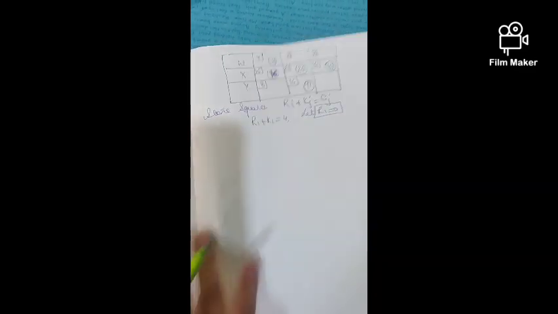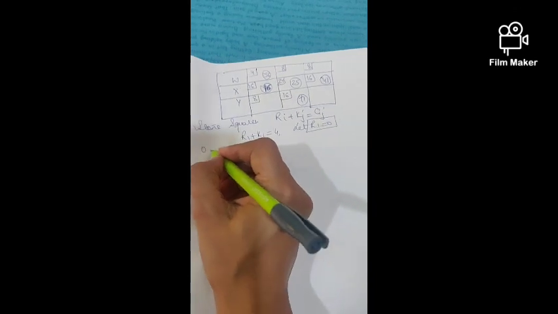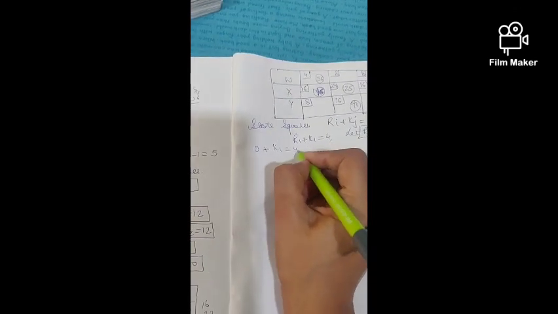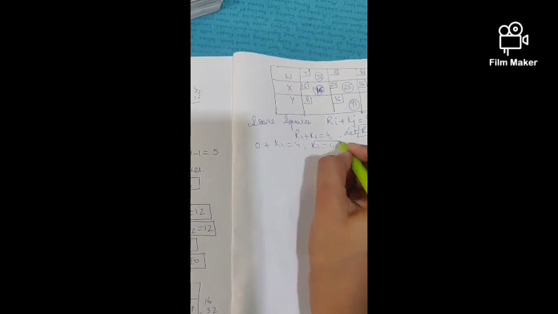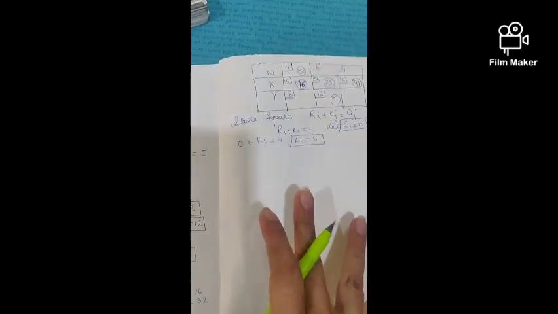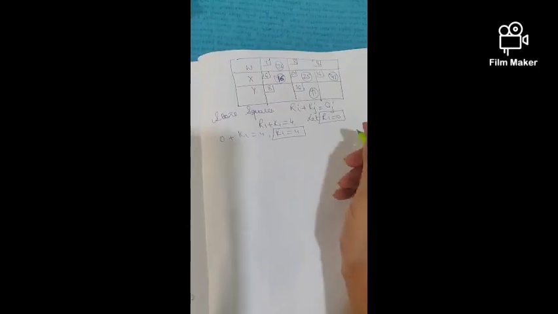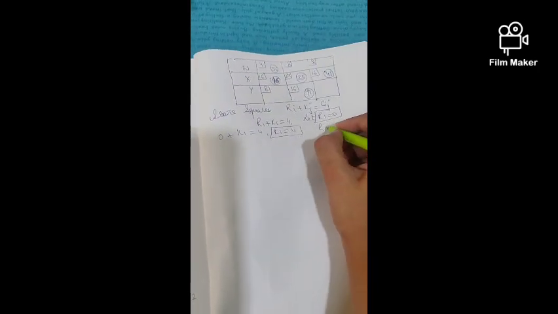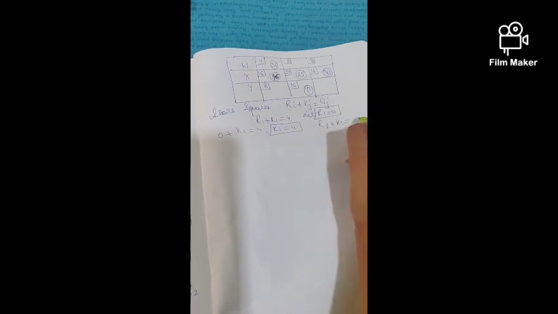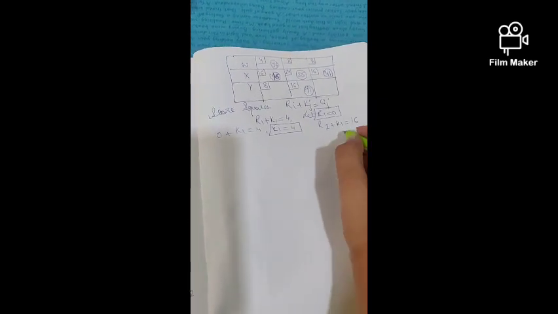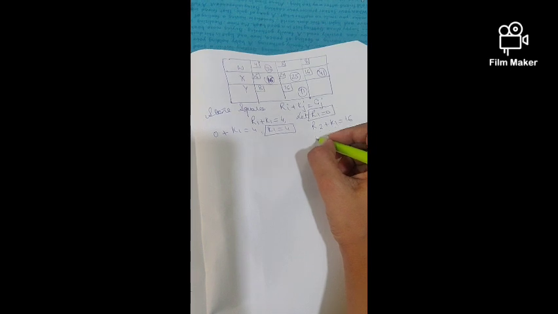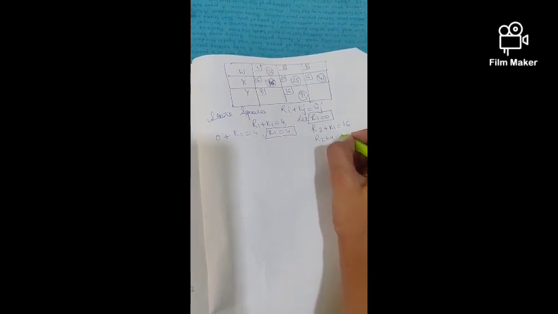Let R1 is equals to 0. Put it in a box. Then 0 plus K1 is equals to 4. K1 is equals to 4. Keep putting it in a box to make it more highlighted. Then we have, yes, R2 plus K1 is equals to 16. This will come out to be R2 plus 4 is equals to 16. R2 is equals to 12, right?